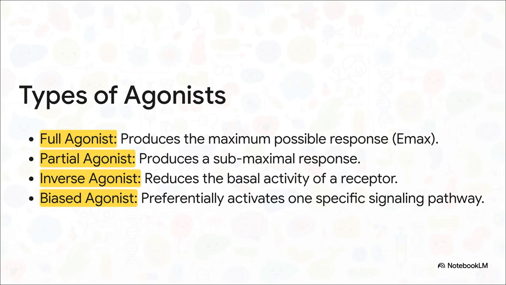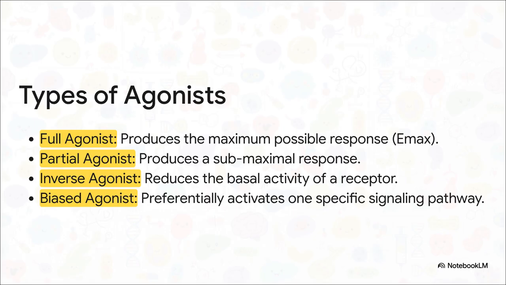Let's define these properly. A full agonist is simple. It gives you the 100% maximum response. A partial agonist is a bit strange. It activates the receptor, but even if it binds to every single one, it can't produce that full effect. And here's the crazy part. In the presence of a full agonist, it actually acts like an antagonist, getting in the way.